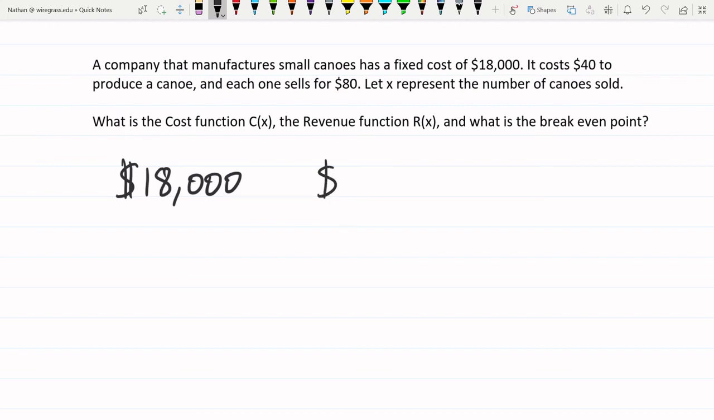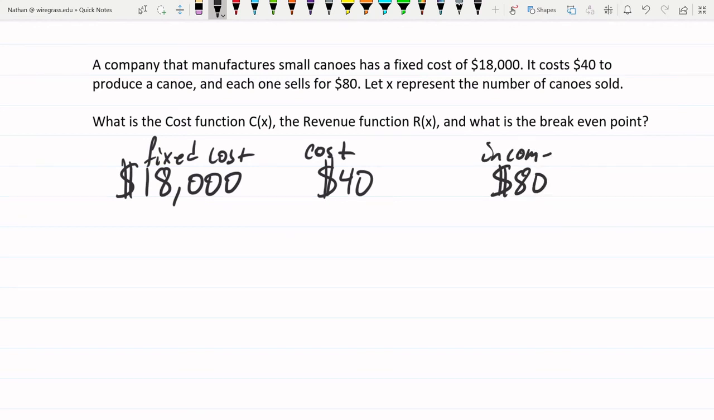So $40 is the, so this is a fixed cost. This is the production cost of a canoe, and $80 is the income or the revenue of a canoe. And X is going to represent the number of canoes sold. Okay, so we have to find 3 things here: the cost function, the revenue function, and the break-even point.